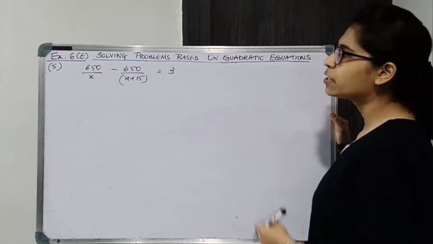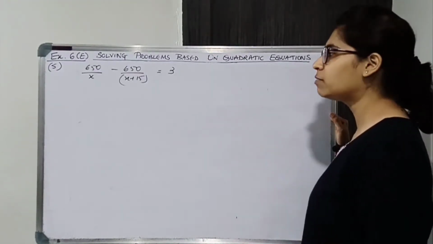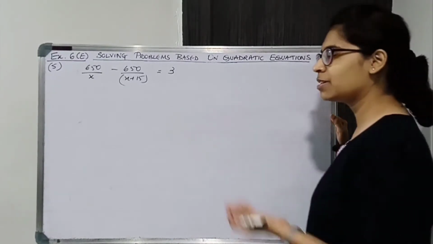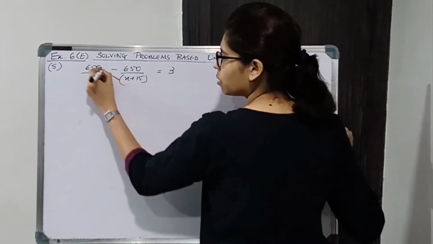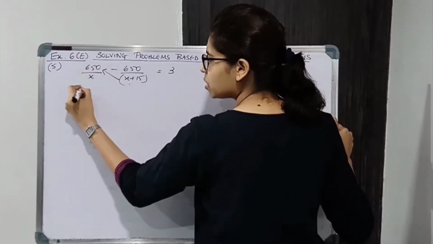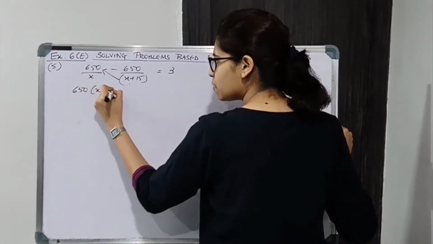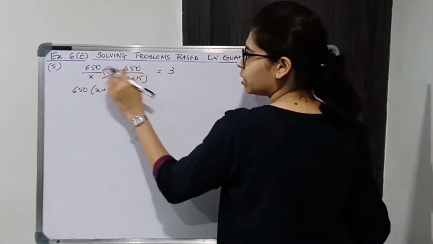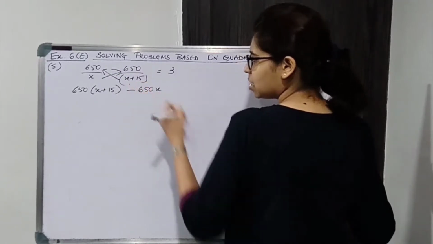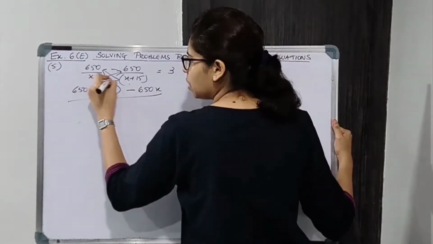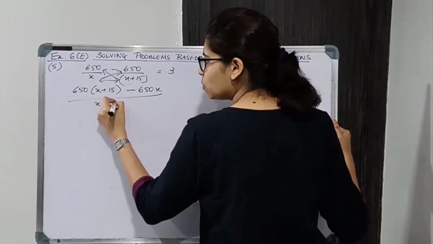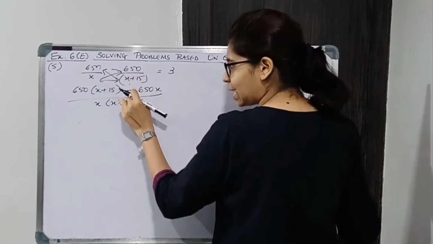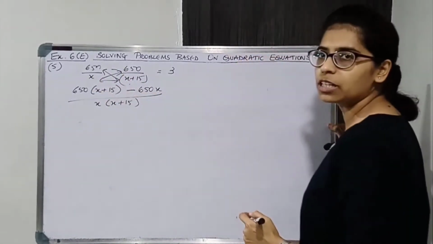Okay, so I'll be using crisscross method. You can use LCM method, it's one and the same. Now crisscross, that is multiplying numerator with opposite denominator, so 650 into x plus 15. Put the sign in between, cross, so multiplying 650 with x, 650x, multiply denominators, so x into x plus 15. Crisscross, sign in between and then the denominators. Okay.